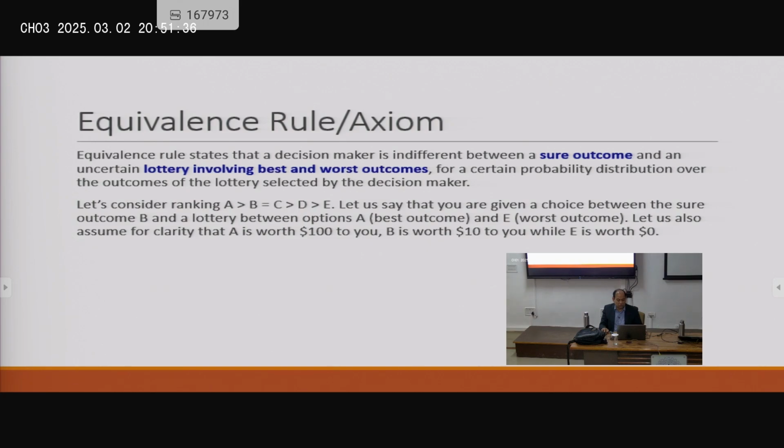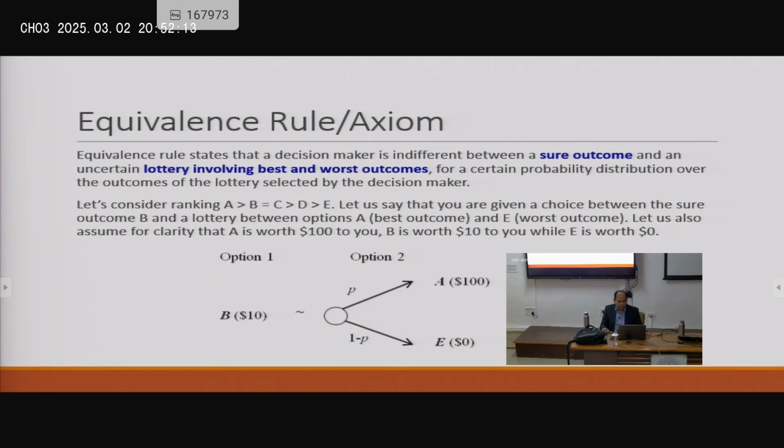So just to add clarity to this, and this is absolutely not required, let's talk about money so that we can at least understand this well. A is worth $100, B is worth $10, while E is worth $0. This is just for clarity. We're not bound to using money in this case. So A is 100, B is 10, so of course A is better than B, and then E is worth 0. No problems there.